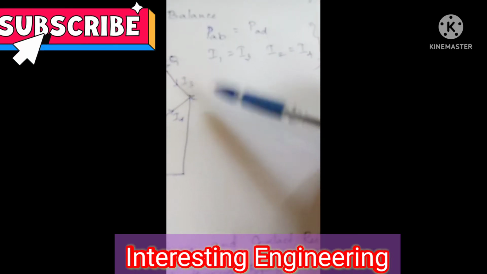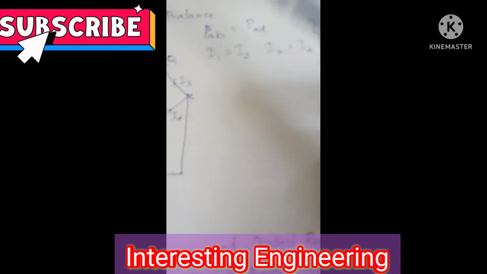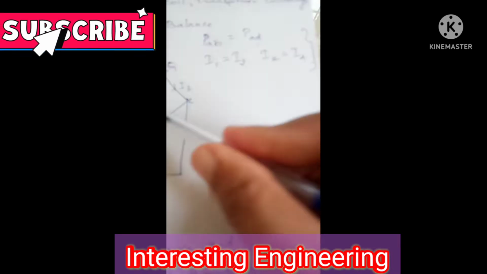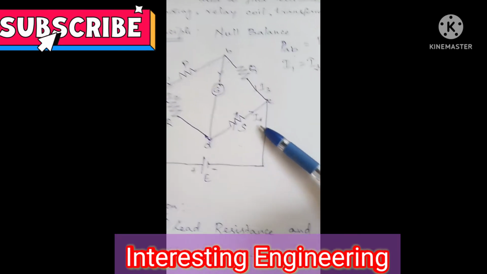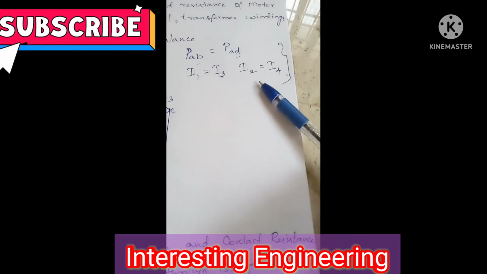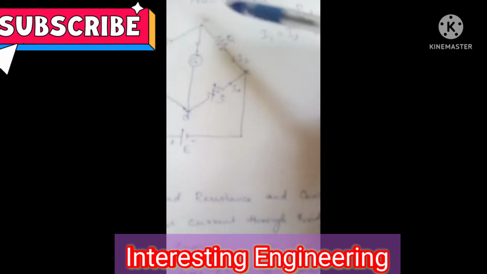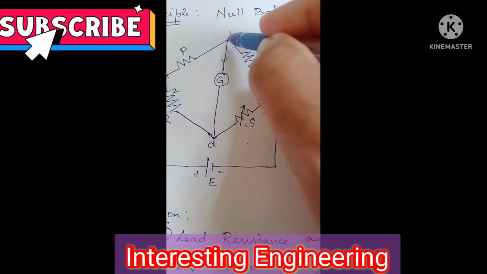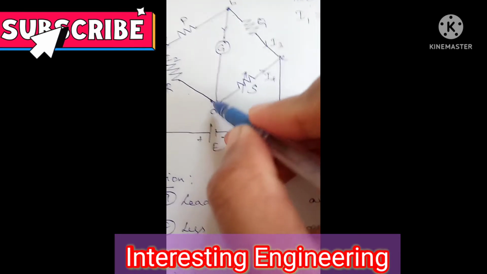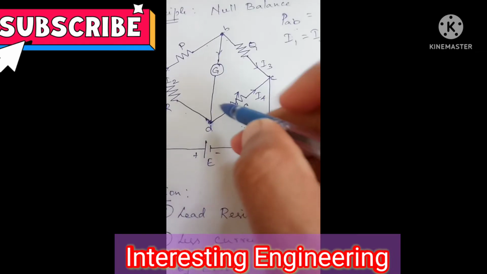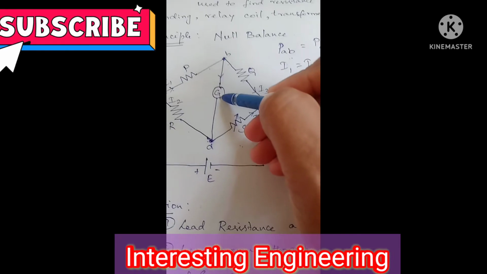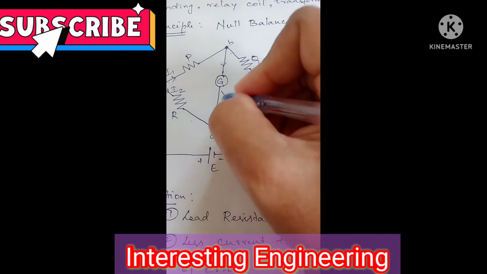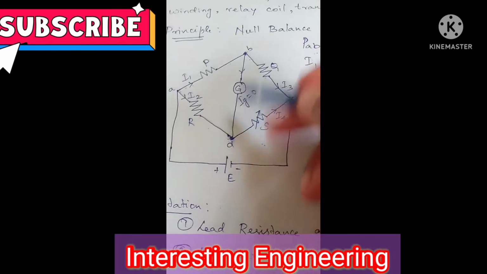Under bridge balance condition, the potential drops are equal, as well as the currents through the two ratio arms: I1 will be equal to I3, and I2 will be equal to I4. These conditions are maintained under balanced condition. Since the potential drop between these 2 points is equal, no current flows through the galvanometer. So the galvanometer current will be 0, that is Ig equals 0, and it acts as an open circuit.